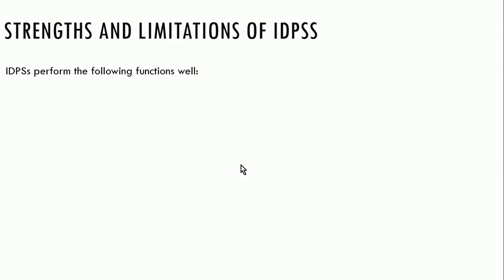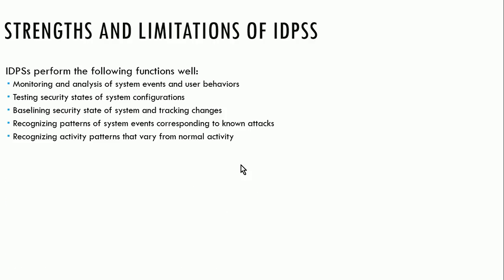All right, so some strengths and limitations. So IDSs are good for monitoring and analysis of system events and behaviors, testing security states, baselining, which is establishing what the normal situation looks like, what a normal environment looks like, and then being able to compare that to when things stray outside the norm, recognizing patterns. Computers are great at recognizing patterns, recognizing activity that varies from normal activity, which we would have discovered from the baseline.